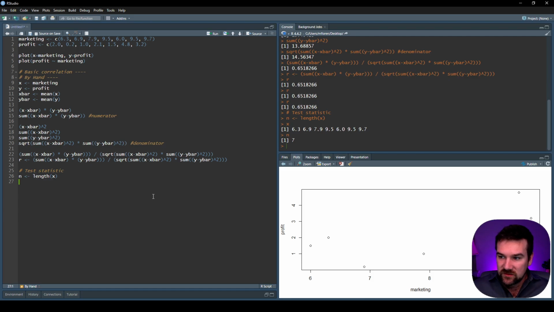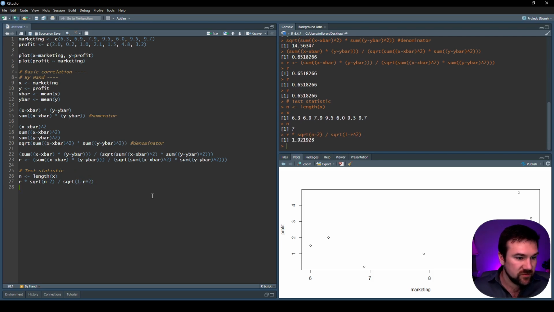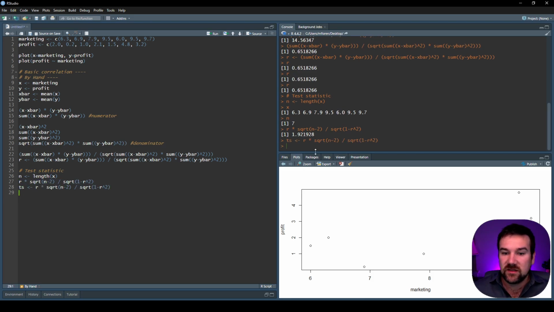And then my test statistic is R, the correlation that I just found, times the square root of n minus 2, divided by the square root of 1 minus r squared. So this is just my formula, and I'm going to copy and paste this as my test statistic and save that value. And again, as before, you can copy and paste numbers as much as you want. If you prefer using numbers to variables, that works just fine. From here, this is distributed as a t-distribution.